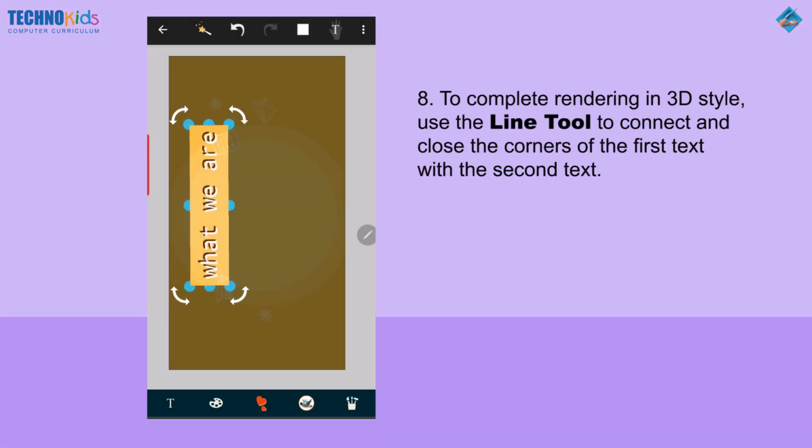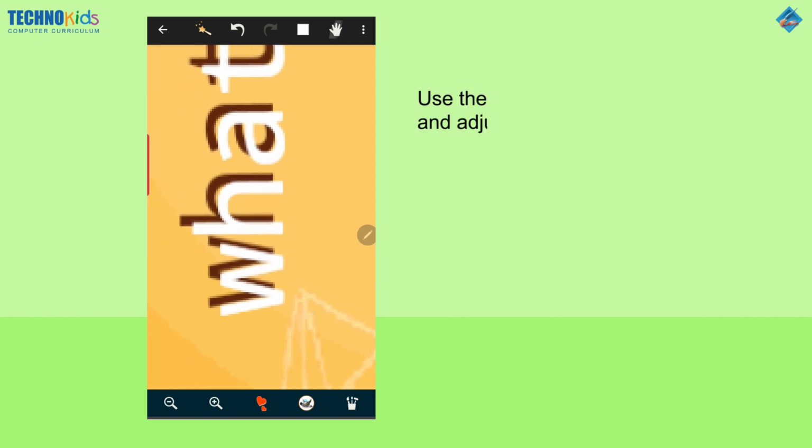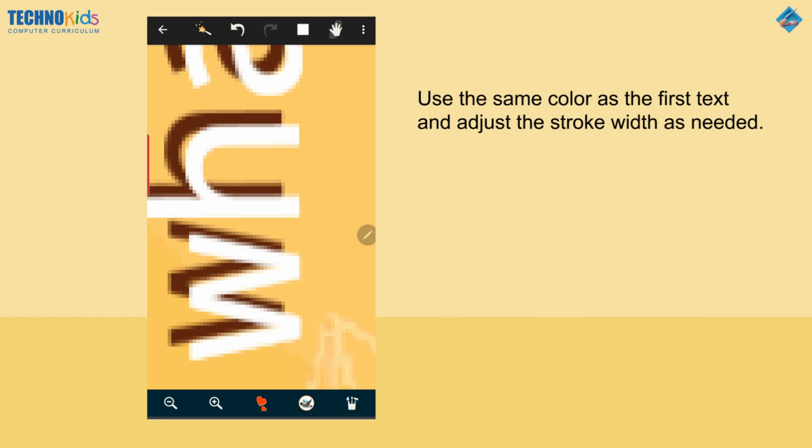Number 8. To complete rendering in 3D style, use the Line tool to connect and close the corners of the first text with the second text. Use the same color as the first text and adjust the stroke width as needed.